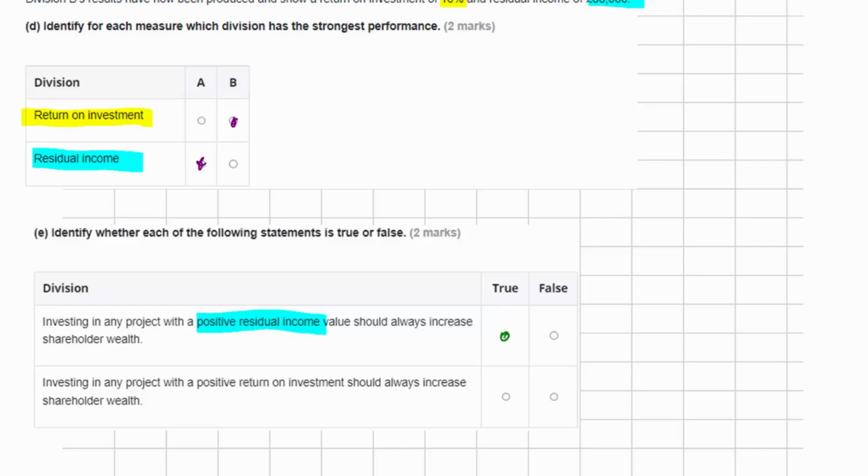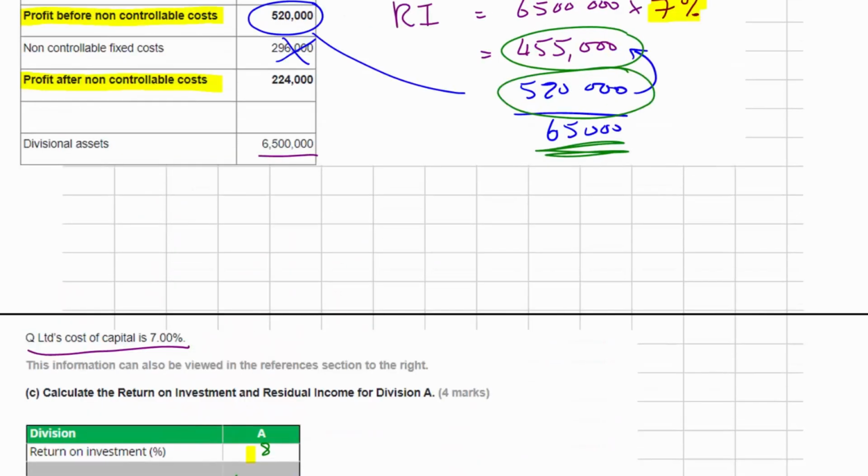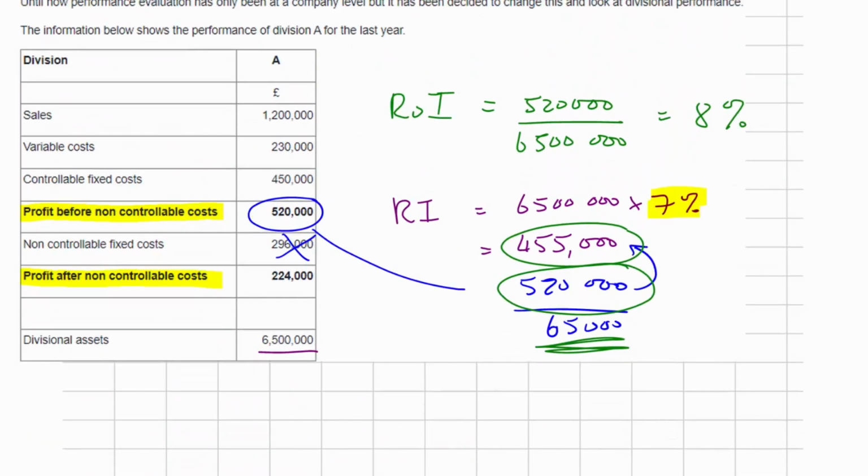The next point then is, investing in a project with a positive return on investment should always increase shareholder wealth. Well, let's go back to our formula now. So return on investment is our profit divided by how much we've invested in them. Now in this case, we managed to calculate 8%, so that sounds pretty good, doesn't it? But what if it wasn't as high as that? What if it were just a small amount of profit? Let's get rid of one of these zeros. So let's suppose that the return on investment was 0.8%.